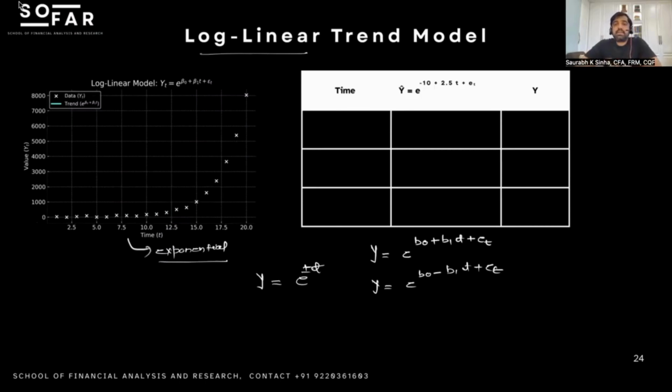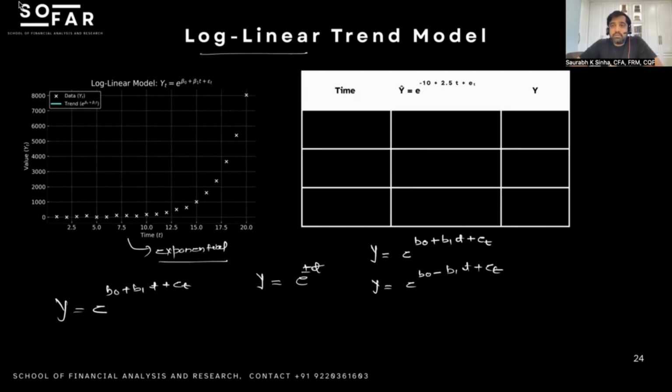Now, why is it called a log linear trend model? What is the problem with writing y is equal to e to the power beta naught plus beta 1 t in this model? Why can we not write the model like this? What is the issue?